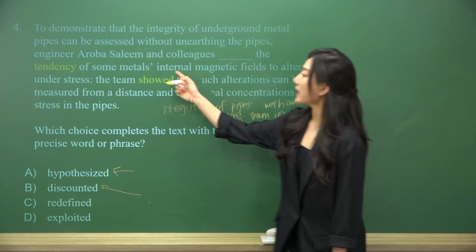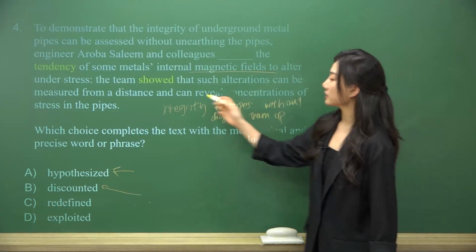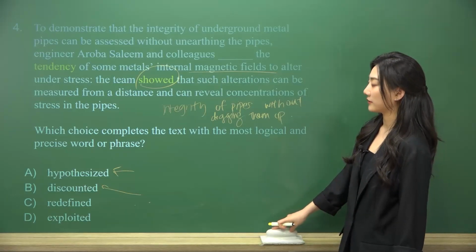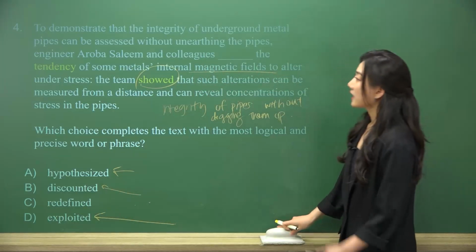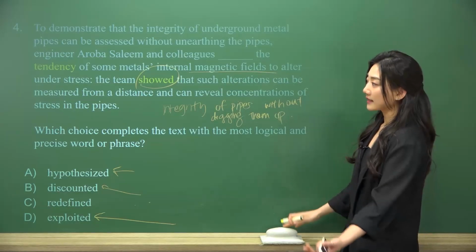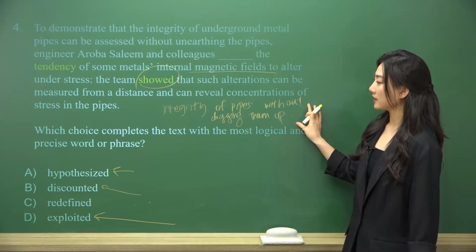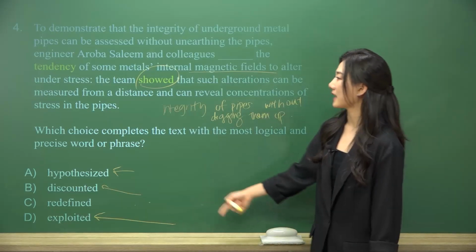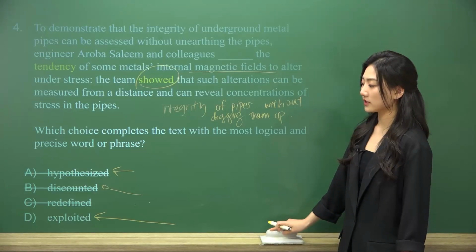It says the metals, some of the metals, internal magnetic fields to alter under stress, and the team showed that such alterations can be measured from a distance and can reveal concentrations of stress in the pipes. So our answer is actually going to be exploited. They used the tendency of some metals to alter under stress. And that's how they were able to show that those alterations can be measured from a distance without unearthing the pipes. The other ones do not make sense, so you cannot hypothesize the tendency and then thus show. Discounted, redefined are just irrelevant. Our answer is D.